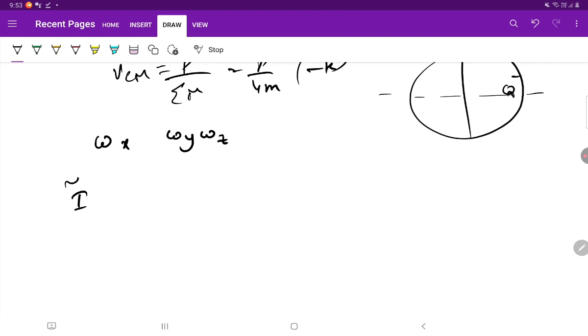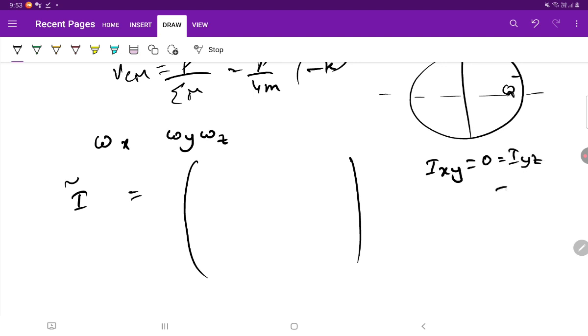What will be my inertia tensor? The inertia tensor here is Ixx, Ixy, Ixz, Iyx, Iyy, Iyz, Izx, and all those. So if you observe, you will get Ixy equals Iyz equals Izx equals 0. So basically the non-diagonal elements will come out to be 0.